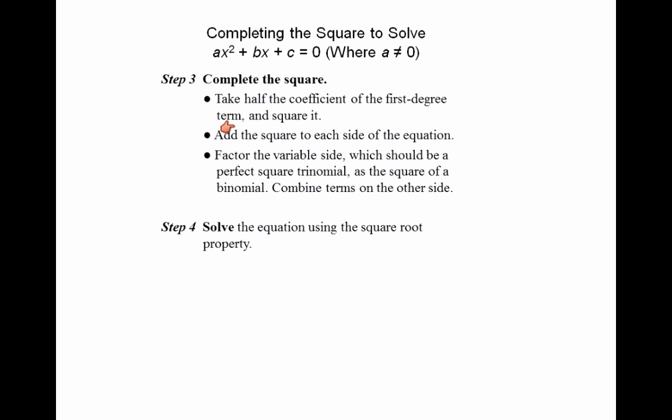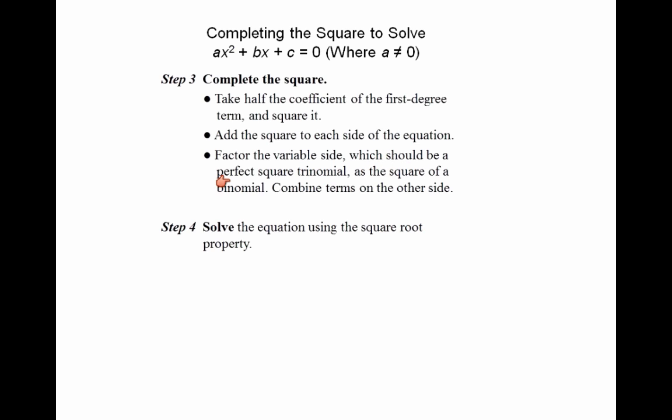Step number 3, complete the square. Take half the coefficient of the first degree term and square it. So you take the coefficient of x, divide it by 2, and you square it, or you multiply by 1/2 and square it. Add the square to each side of the equation. You need to add it to both sides to not change the original equation.